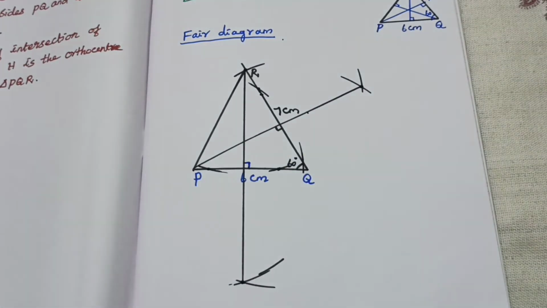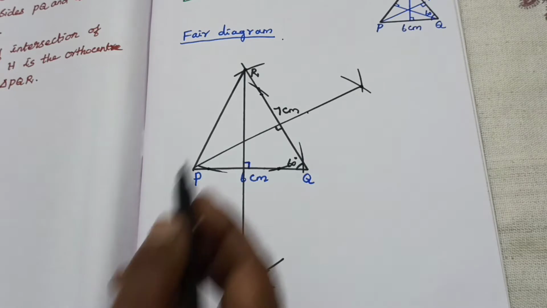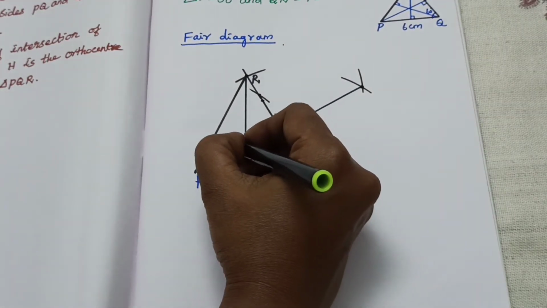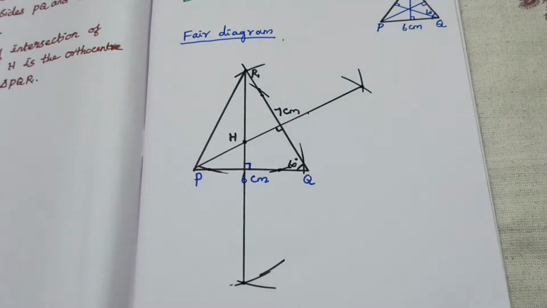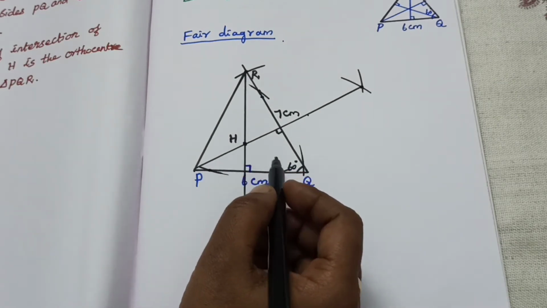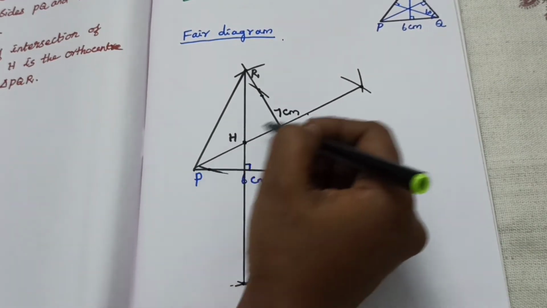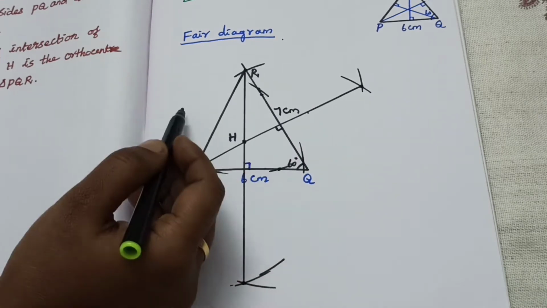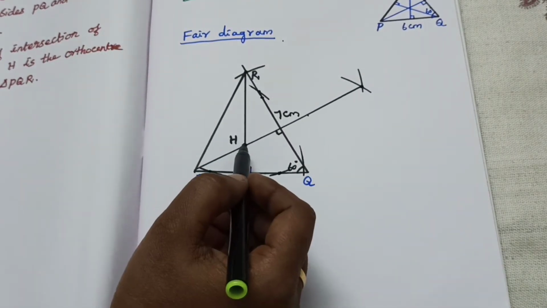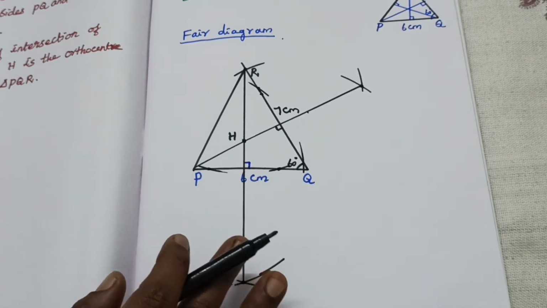Then these two altitude intersecting place is called what? Orthocenter. It is denoted by capital H. Okay, the point of intersection of the altitude height. Two altitude. Then this side also we can draw. In the same place only it will come. Okay, these points. So stop it.